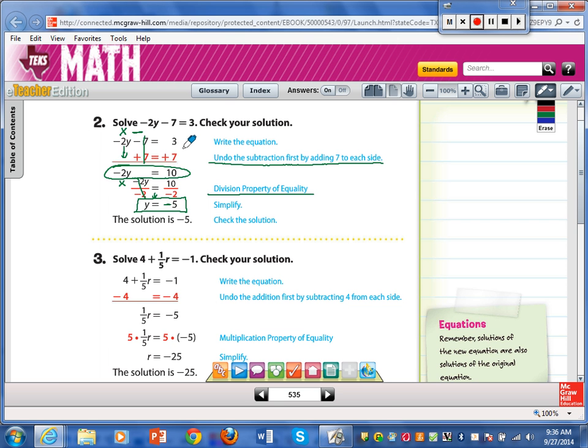And now let's go ahead and check it over here on the right side. I'm going to rewrite the equation, negative 2. Let's write check on there. Check. Negative 2 times y minus 7 equals 3. Now, instead of putting y, I'm going to rewrite it and use the value negative 5. So negative 2, in parentheses, negative 5, minus 7 equals 3.